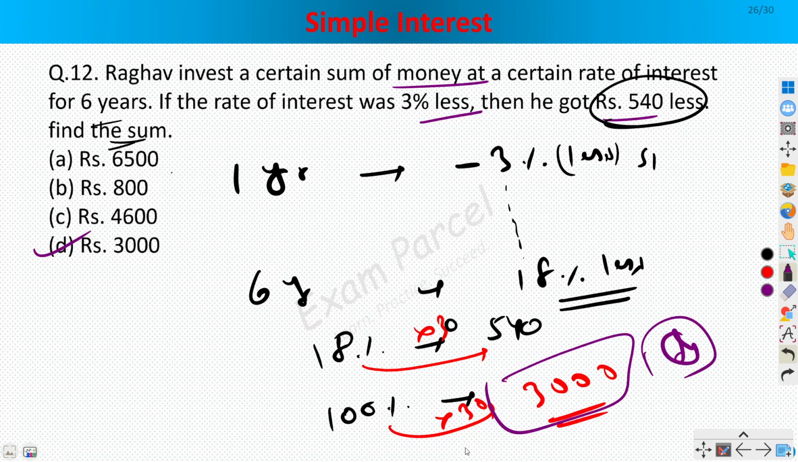So such questions are very easy. You can see this approach makes questions very easy. And if you try to use P into R into T by 100, you will always be stuck. This will take you a lot of time and is not logical as well.